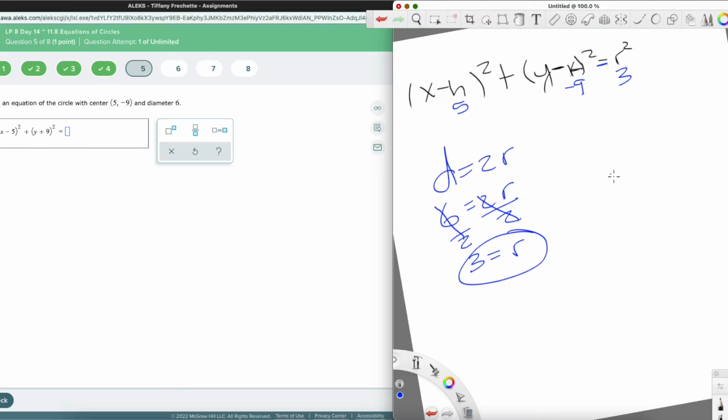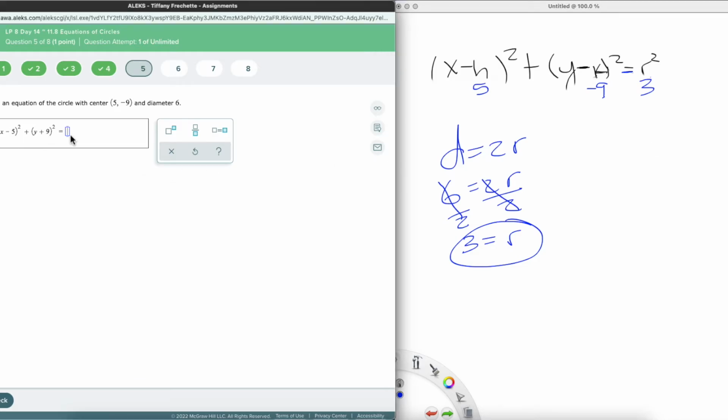That's weird. Why did it turn? There we go. 9. Clicking 9 made my whole thing turn a little bit there. All right. Just trucking through these guys.